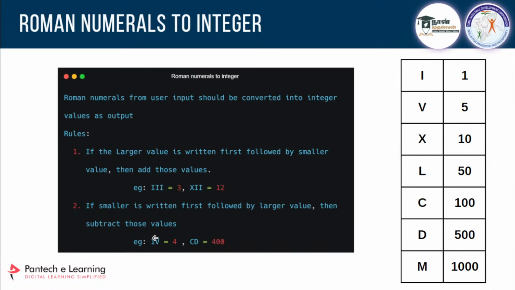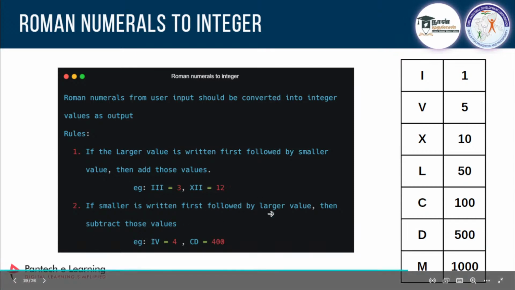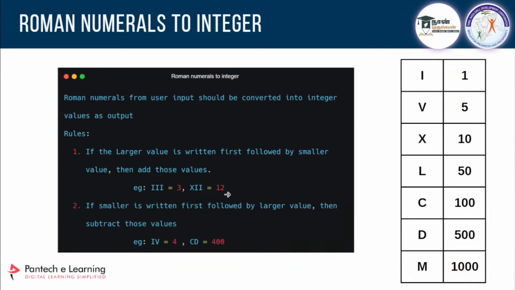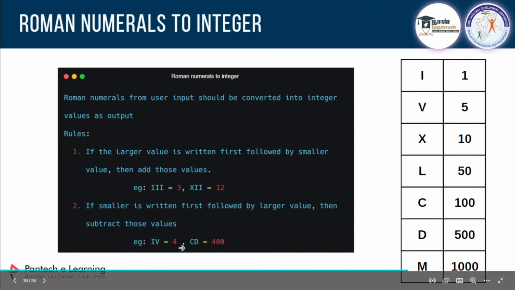In case it is a smaller value followed by a larger value, for example, IV, which means I is 1, smaller value, V is 5, larger value. If it is in this order, you can subtract it. So the output will be 4 here. If it is like CD, C will be 100, D will be 500. So you can subtract it, the output will be 400. So this is the rule of it.